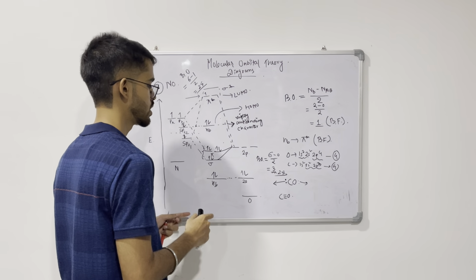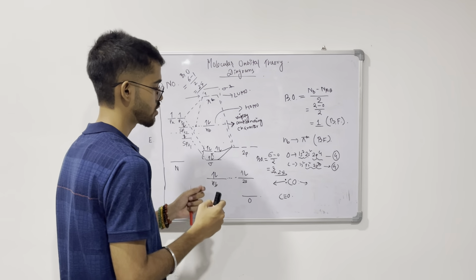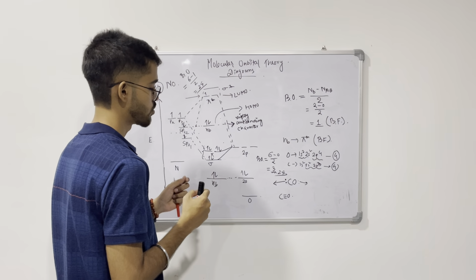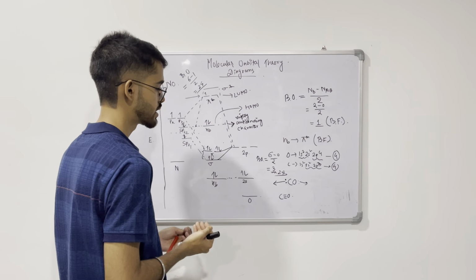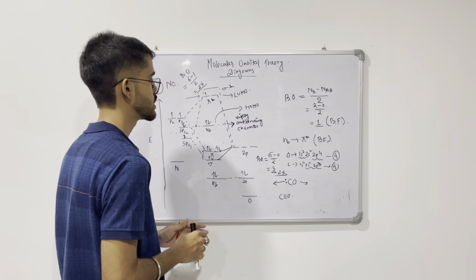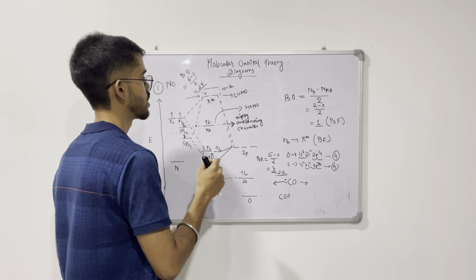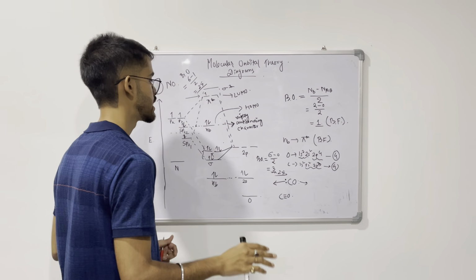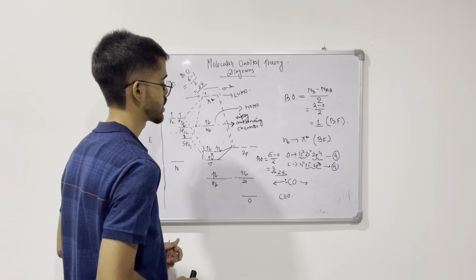So in this way, every piece of information about the molecule's reactivity, stability, donation, bond strength, bond length, everything can be judged and known clearly from the molecular orbital diagram of the respective molecules.